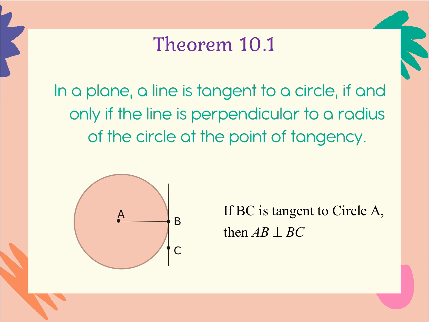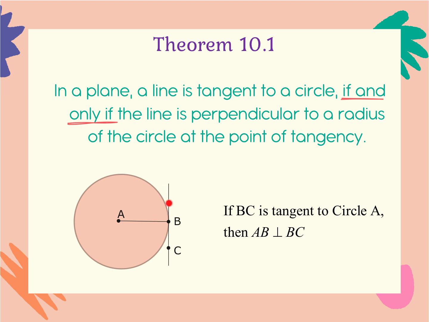All right, looking at theorem 10.1, please make sure you understand the concept of this. It says, in a plane, a line is tangent to a circle if and only if the line is perpendicular to a radius of the circle at the point of tangency. So what does that mean? Here's my tangent line. This is my point of tangency. This is my radius. If my radius is perpendicular to my tangent line at the point of tangency, that means I have a 90-degree angle.